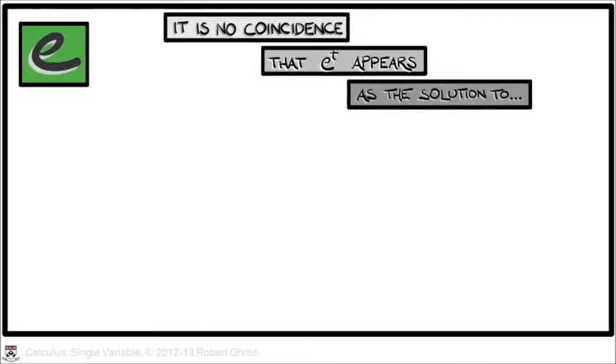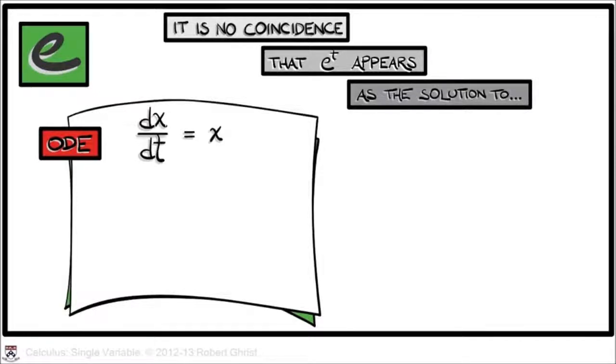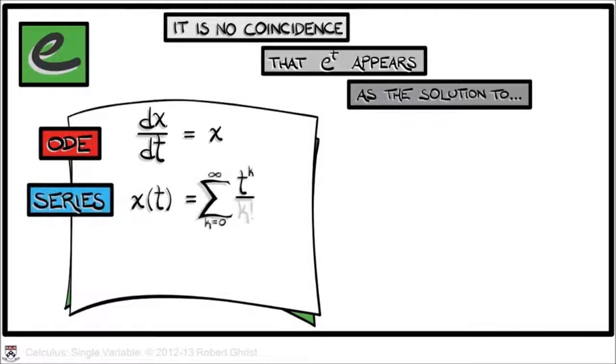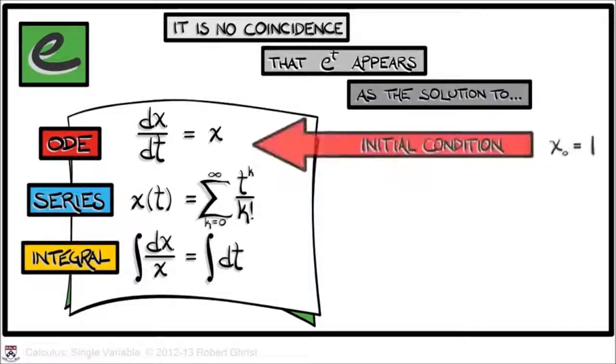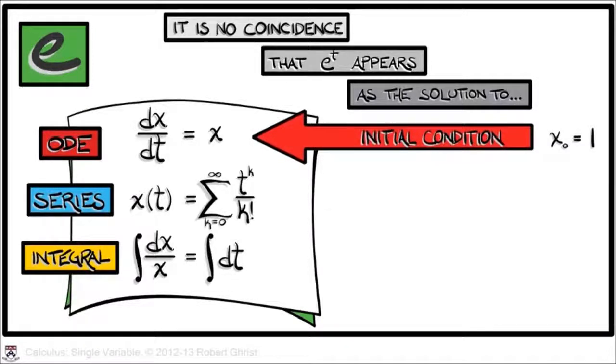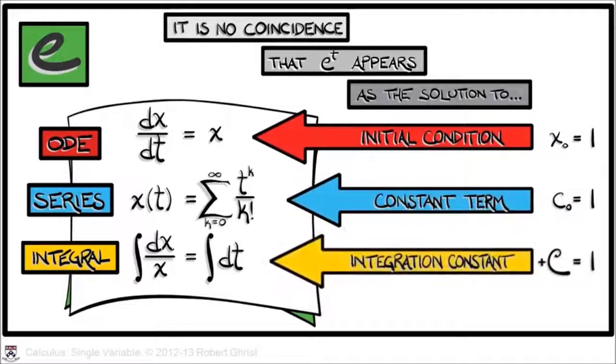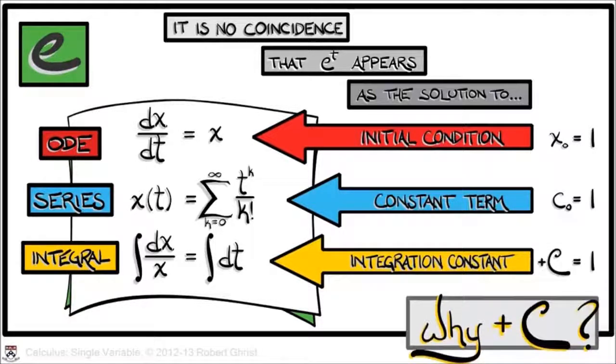One of the things that you'll notice is that e keeps coming up. It is not a coincidence that e to the t appears as the solution to the simple ODE, dx/dt equals x, or as the series, sum of t to the k over k factorial, or as the indefinite integral, as we just saw. In all three cases, you can interpret the constant of integration as an initial condition, or the constant term in a series, or the arbitrary constant of integration. And so the question of why the plus c has many answers. And so we see that three of the main characters in our story cross paths: integration, series, and solutions to differential equations. In our next 3 lessons, we're going to focus on one of these characters, solutions to differential equations, and see how integration helps us to compute and understand them.